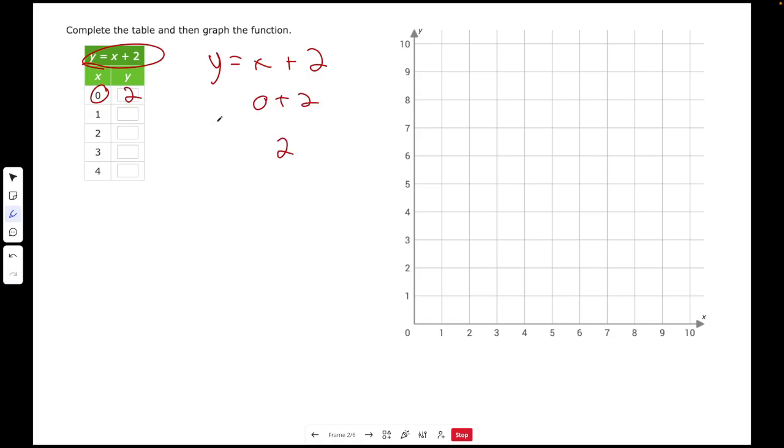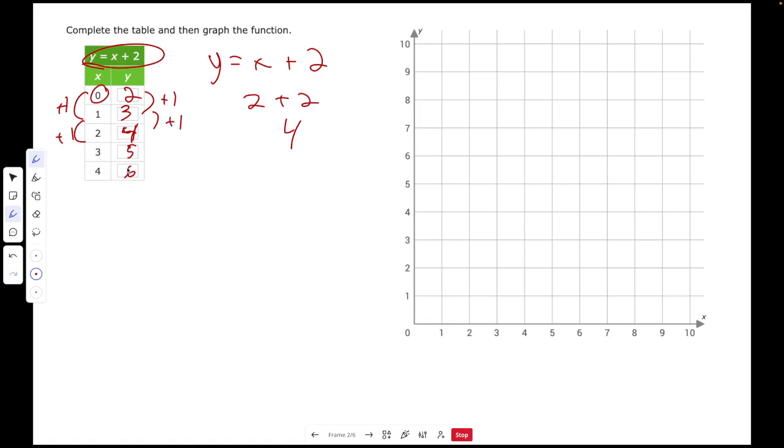And then we're going to repeat that process, right? Now we're going to take 1 and plug it in. 1 plus 2 is 3. And let's do the pattern one more time. Take the 2. We get 4. And hopefully we see the pattern here, right? These all go up by plus 1, plus 1, plus 1. These also go up by plus 1, plus 1, plus 1. So that would mean that this is 5 and this is 6.